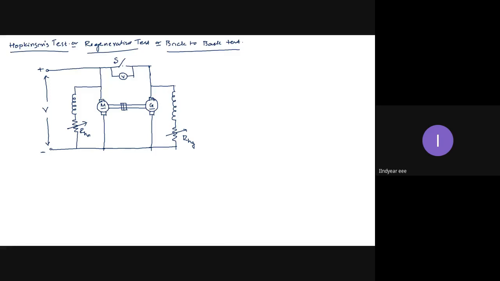So my need is not satisfied here. I want one to operate as a motor, one to operate as a generator. Okay. So what I do, I will mechanically couple two electrically identical machines. Then I will vary the field system. I will vary the field winding.